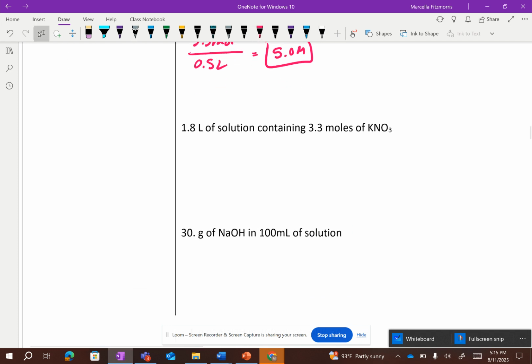Okay. If I have 3.3 moles of KNO3 and 1.8 liters, when I divide those out, it lets me know how many moles are in 1 liter. And in this case, it's 1.8.